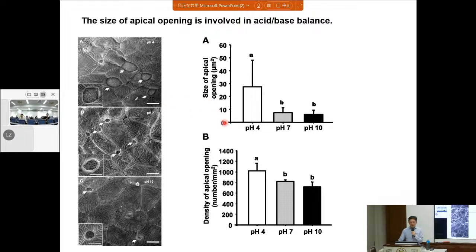So in this experiment, you can see the size of the apical opening. Under pH 4, the opening is significantly increased compared to pH 7 and pH 10. That means this type of cell is responsible for acid excretion. That means they excrete the proton.